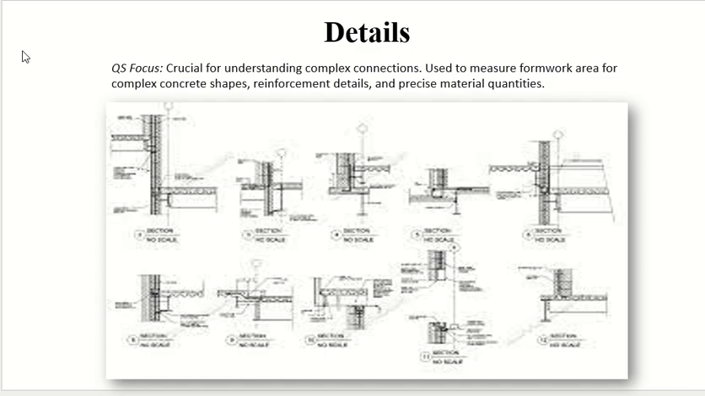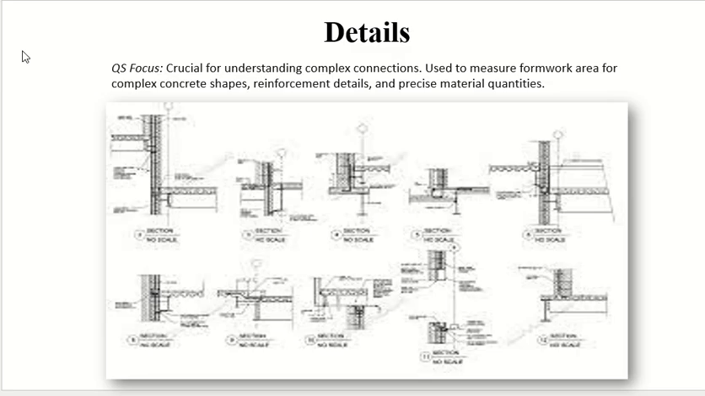These details are used to calculate the formwork area, especially for complicated structures and complicated shapes. They also tell you reinforcement details about steel, and give you more precise quantities of material. If I ask you for the quantity of this column, there is no problem. You can see the height, you can see the area in the drawing. There is no problem in calculating the total quantity.